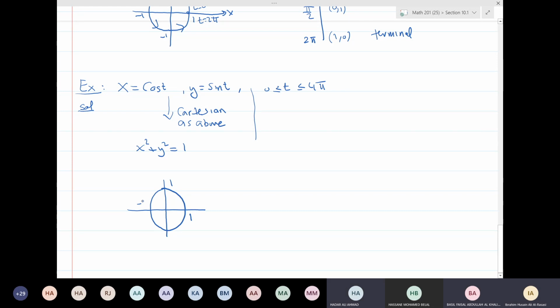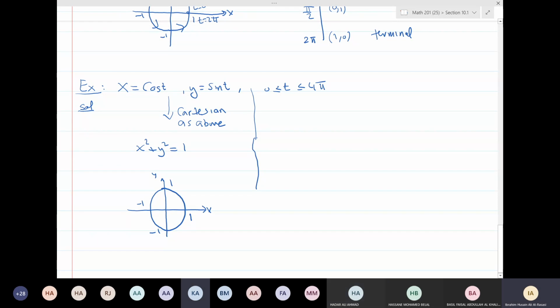One, minus 1. This is x, and this is y. Now, so you have a circle, but what is the effect of the interval? You need to know the direction. How to indicate direction? You take points.